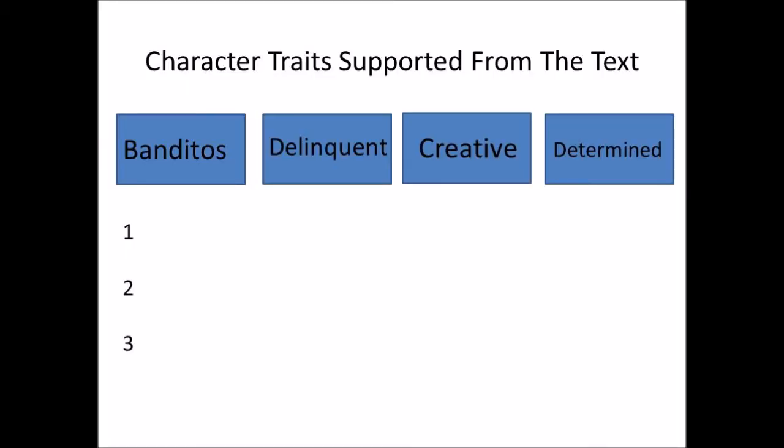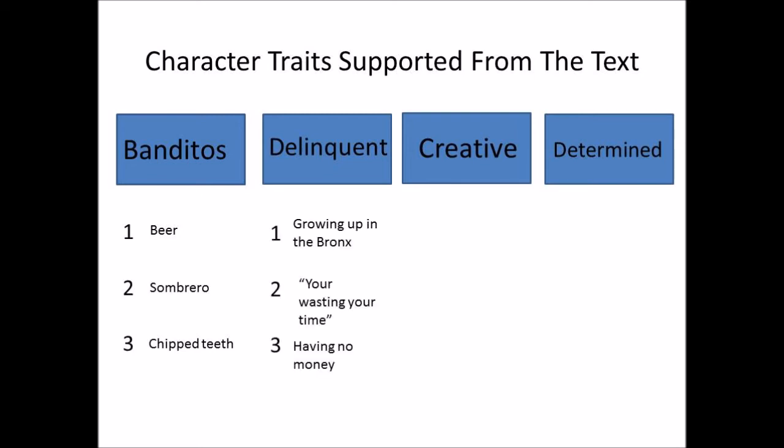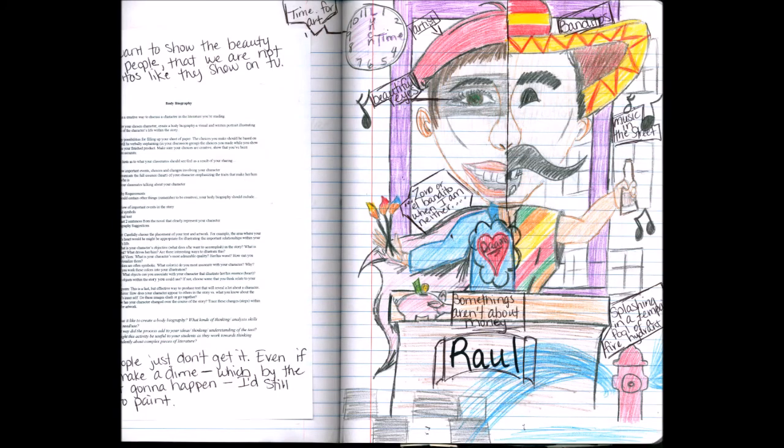The next thing you want to do is come up with details of those mental images that you've come up with. Bambinos. You can think about beer, sombreros, chipped teeth, who knows? Next, delinquent. You might think about growing up in the Bronx, or him wasting his time, or having no money. It's important you think about the character himself. Next, I'm giving you an example of something that you're going to be doing in class. Something I think that you'll find fun. I know it's exciting to see examples.